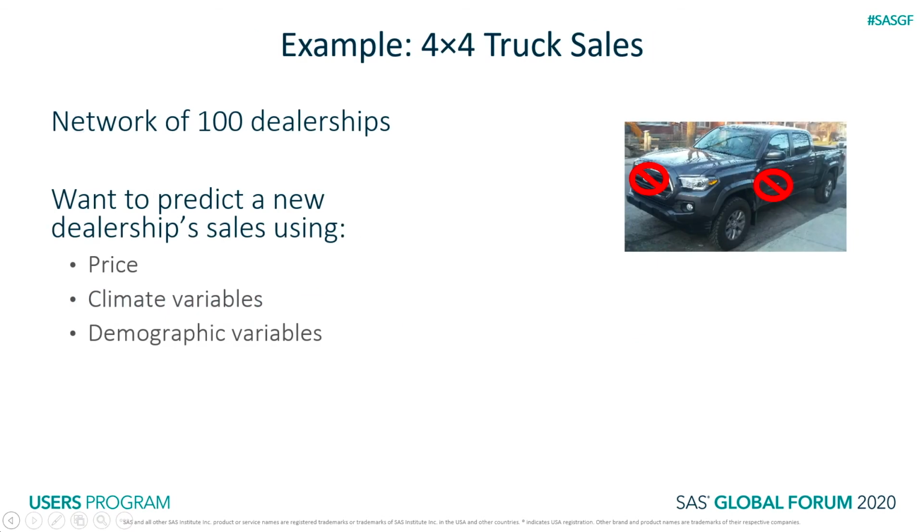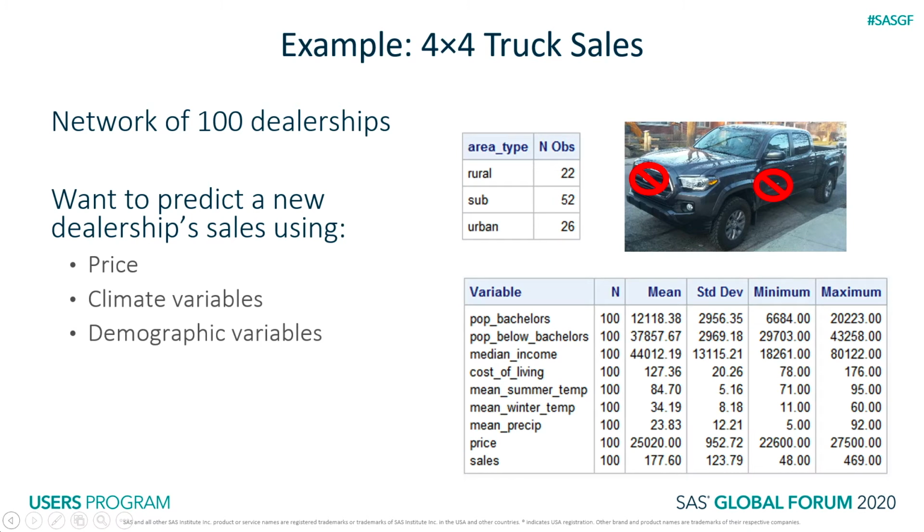So let's apply this to an example. I have a hypothetical example here. We have a network of 100 car dealerships. They're selling 4x4 pickup trucks. I cannot tell you what type of pickup truck they are selling, but I can say that the company or organization which manufactures these pickup trucks, they do use SAS somewhere. So in any case, this network, they're looking to expand. They can construct a new dealership in a bunch of different potential locations. And they want to predict that dealership's sales using price, some climate variables, some demographic variables. You can see them here.